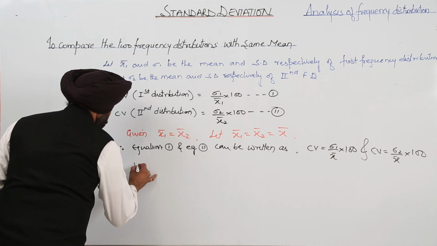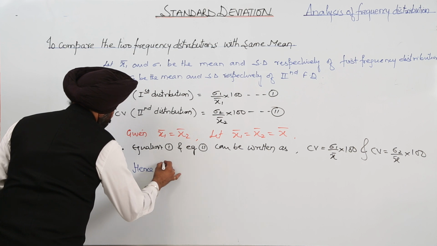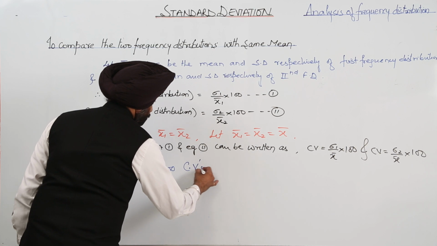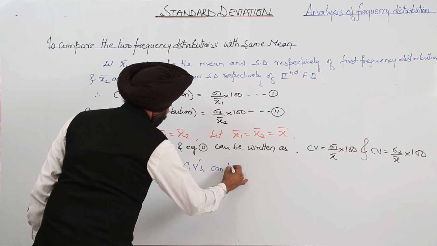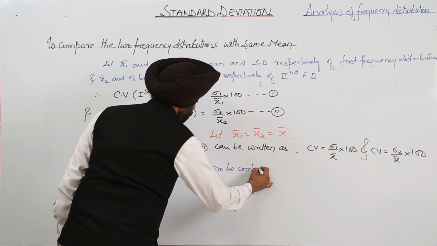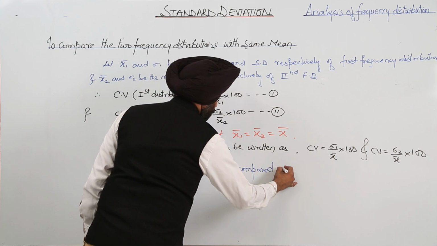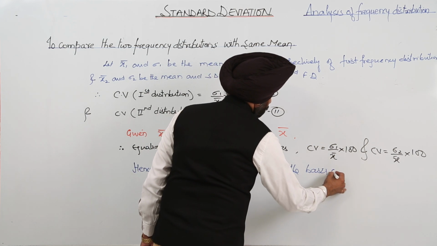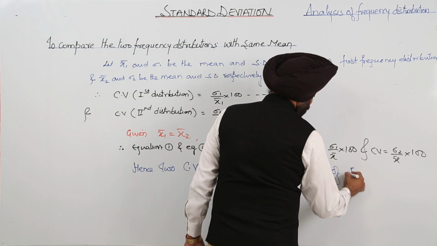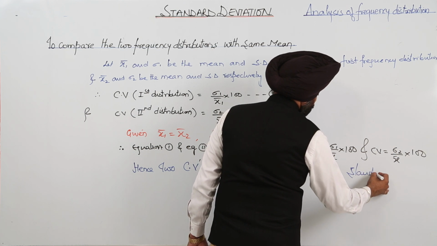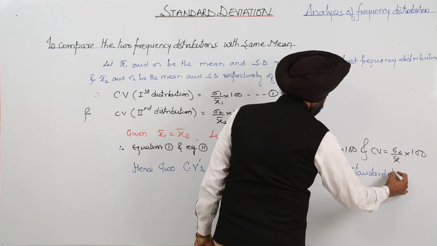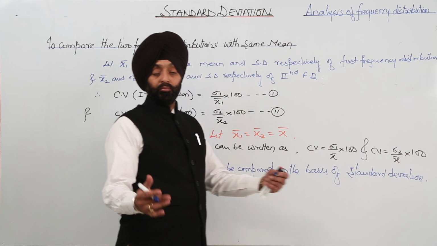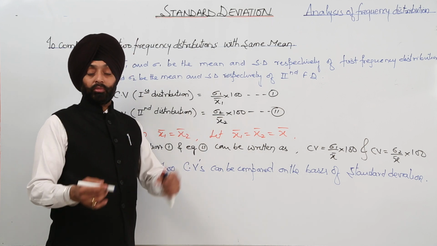Hence, two coefficient of variations can be compared on the basis of standard deviations when mean is same. So, this is what about the comparison.